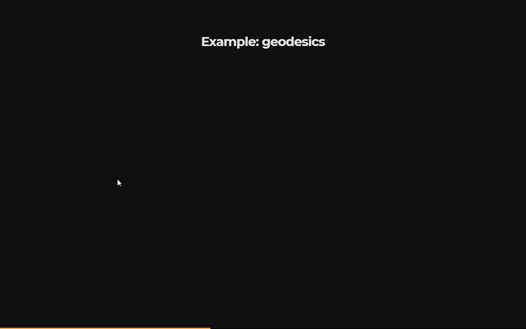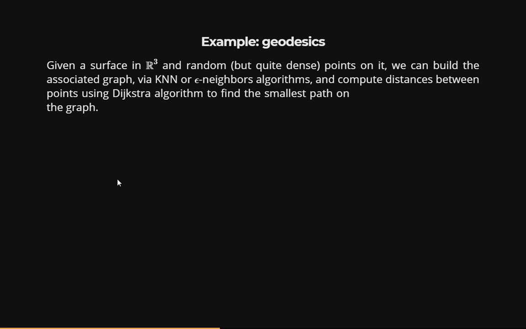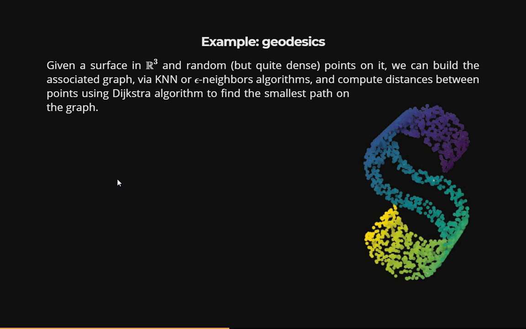Another example are geodesics, and now we think about graphs. So let's say we have a surface in R3 and random points, quite dense. I mean, it's an epsilon net or something like that. We can build the associated graph. We can choose between the k-NN or epsilon neighborhood algorithm, and we can compute distances between faraway points using the Dijkstra algorithm to find the, well, not smallest, shortest path on the graph. This is what Isomap does.